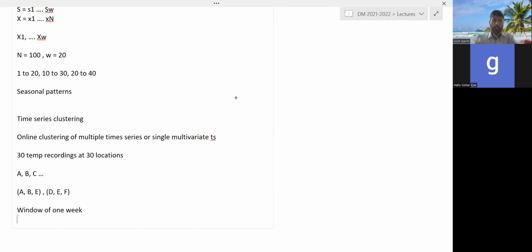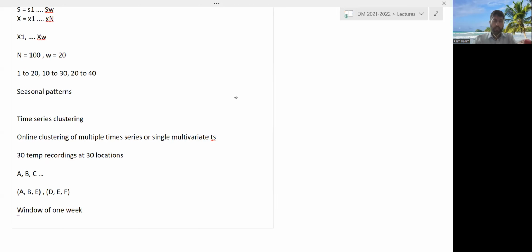Another approach, this is one approach. Another approach is based on correlation, which they call online correlation clustering. I wouldn't be able to go into detail of this, but the idea here is that, remember, we have 30 time series, 30 values coming from 30 locations. So what this approach does is find the correlation of a particular time series with the other time series. So if two time series are strongly correlated, then they will fall in one cluster.